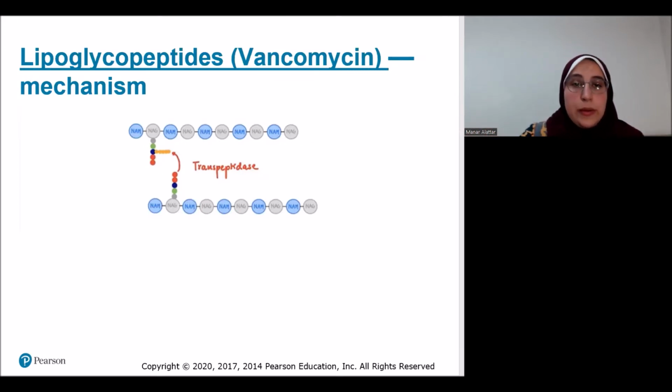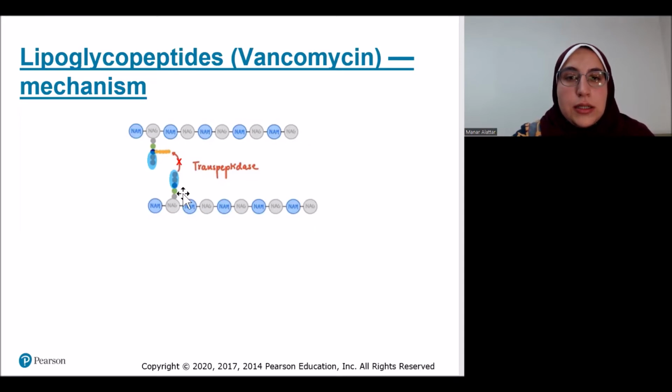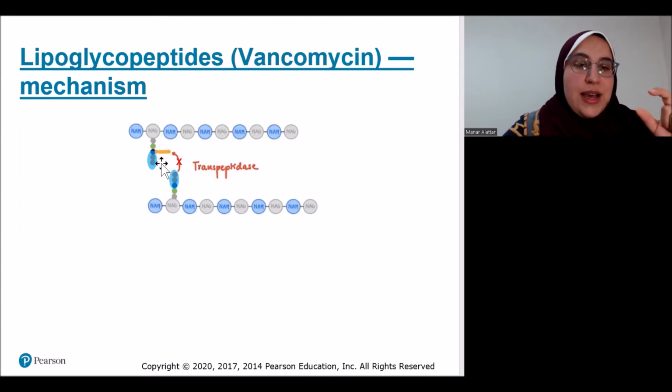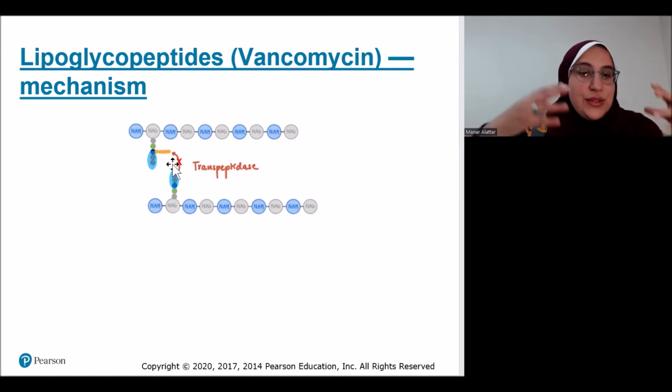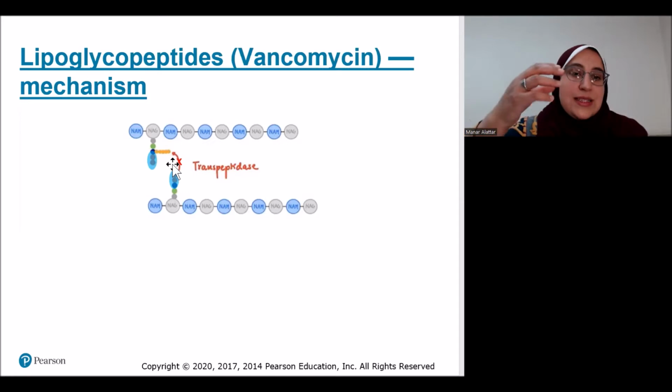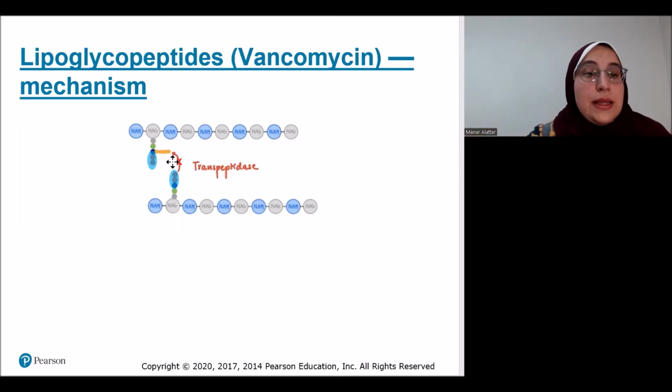Now, vancomycin, which is our lipoglycopeptide, does something similar but different. So again, we have these peptide linkages that need to be connected to have that integrity, right? What vancomycin does is it's a large antibiotic that actually just sits. It literally binds to those peptide chains. And then when this enzyme comes by to try to link them together, they're not available for binding. They're not exposed for binding because that vancomycin is literally holding on to them. And then the impact is the same.